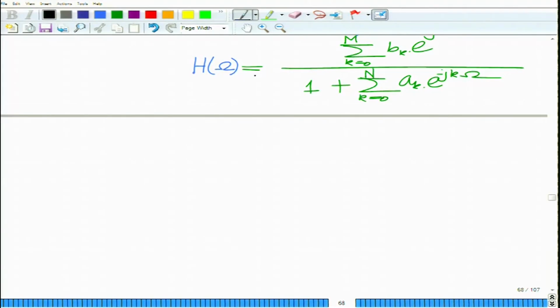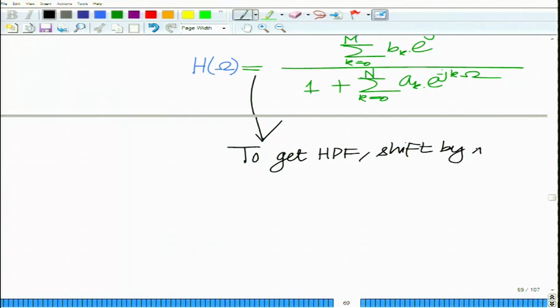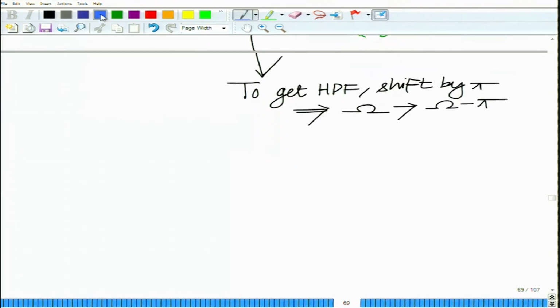Now, this is a low pass filter, remember. So, to get the corresponding transfer function of the equivalent high pass filter, I have to shift it by pi. So, H(omega) becomes H(omega minus pi). We have to replace omega by omega minus pi, and that is what we have seen in the previous example to get the high pass filter. This is a neat trick: we shift by pi, which implies omega becomes omega minus pi.